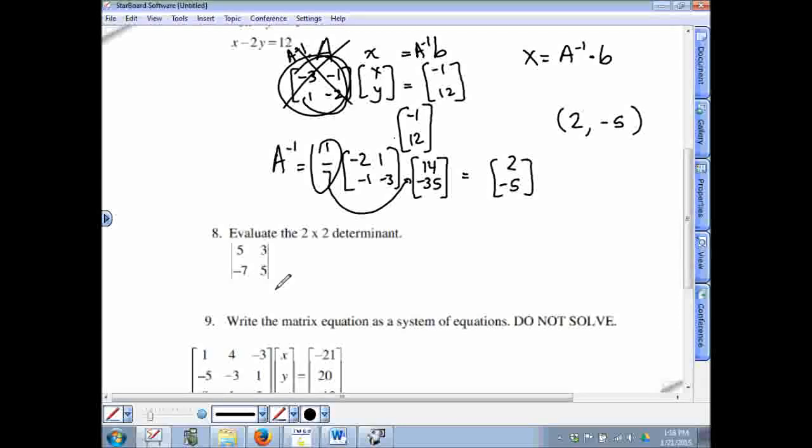Finding a 2x2 determinant, it's just AD minus BC, so it's 5 times 5, and then 3 times -7, -21, so that becomes plus, and you get 46.